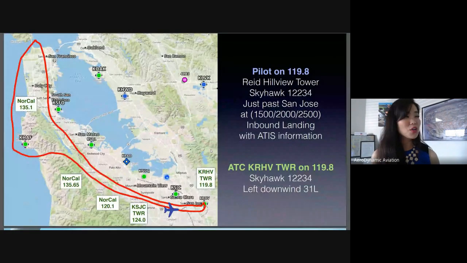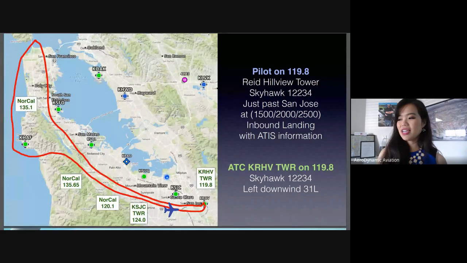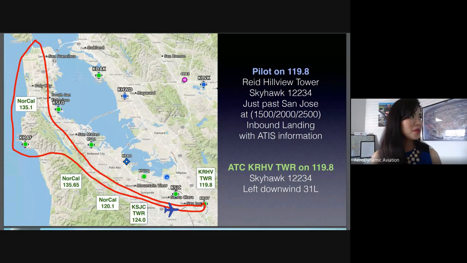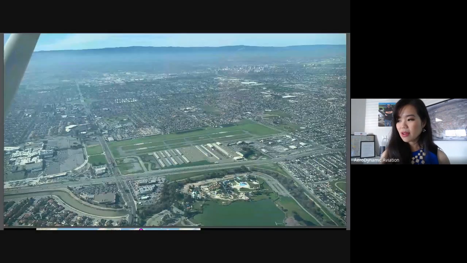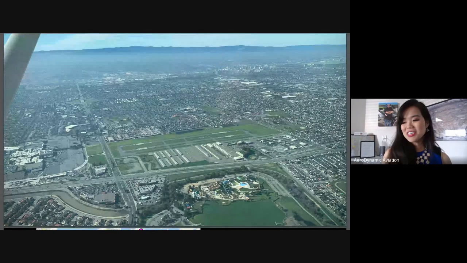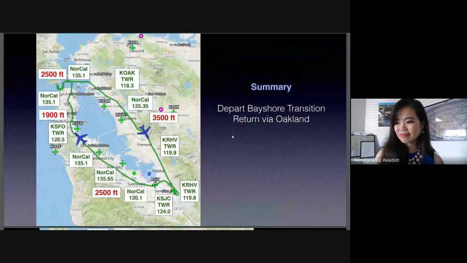As soon as you cross over and you switch to Reed Hillview, you're going to say Reed Hillview Tower, Skyhawk 12234, just past San Jose at whatever altitude you are assigned, inbound landing with ATIS information. Reed Hillview Tower will come back and say Skyhawk 12234, left downwind, 31 left. And here we are coming in, seeing Reed Hillview Airport in sight and getting ready to land.